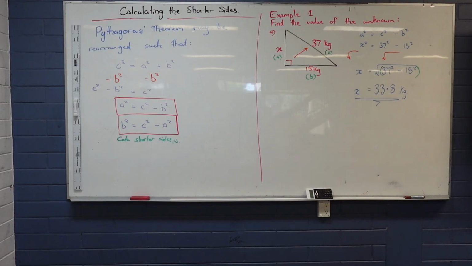So what we discover is that by labeling the triangle and substituting the values into the alternate formula for Pythagoras' theorem, the unknown shorter side is equal to 33.8 kilograms. Does anyone remember why we can use kilograms in these problems? Because Pythagoras' theorem is not just limited to distances. It can have weight or mass. That's fine.